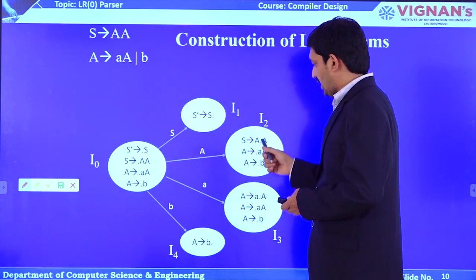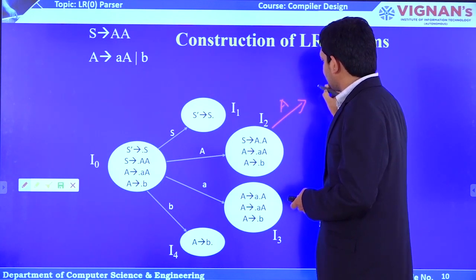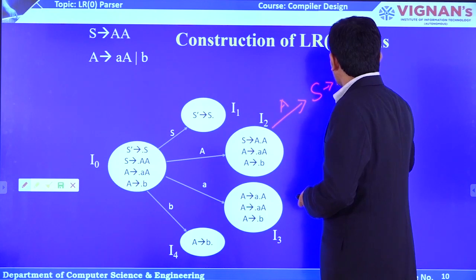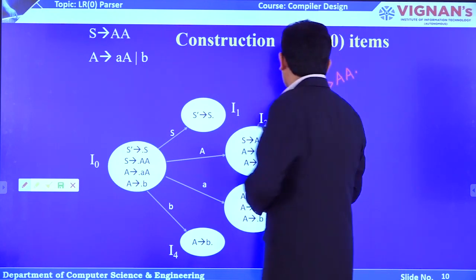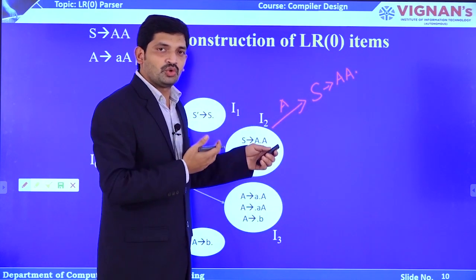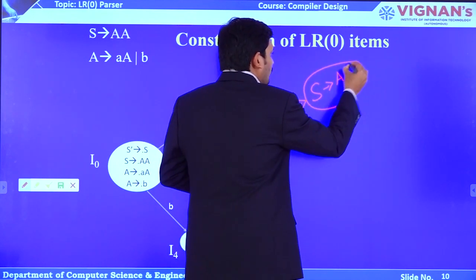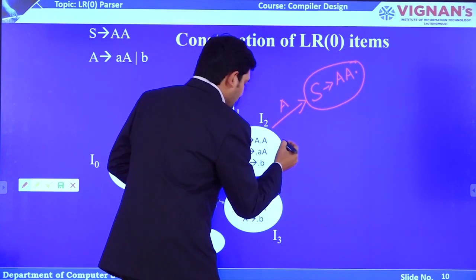Next, come to the state I2. Here on capital A, what can I write? S tends to AA dot. The dot has reached the extreme right, so I cannot perform, or no need to perform, the closure operation. So this is one more state. Okay. Then come to the next one.